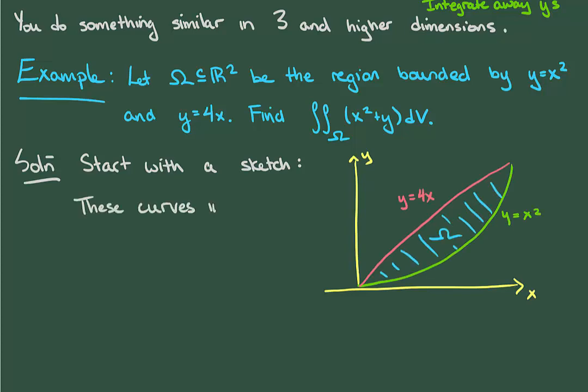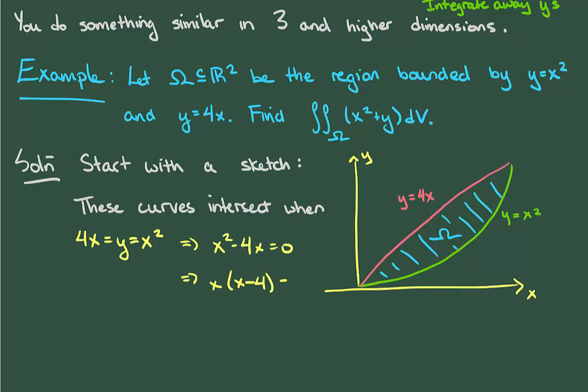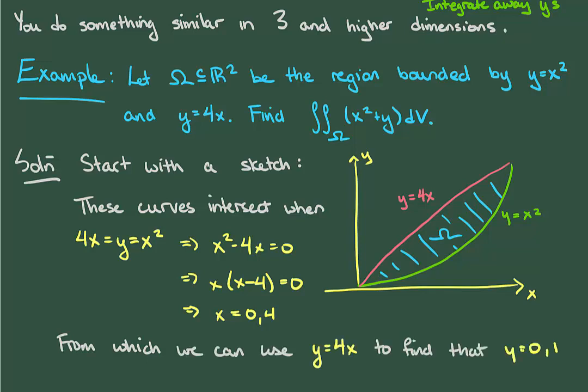Now we need to figure out where these curves meet, so we'll set them to be equal and solve the corresponding equation for x. This gives us values of 0 and 4. The y values may be useful as well, and we can use either curve to get them, for which we find that y is equal to 0 and y is equal to 16. I'll add that to our sketch.